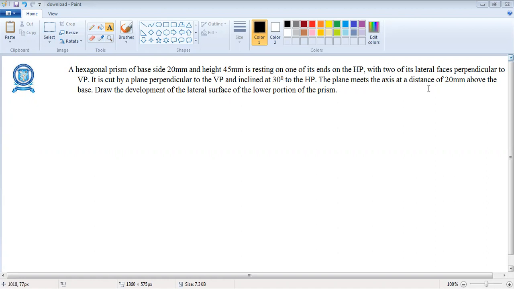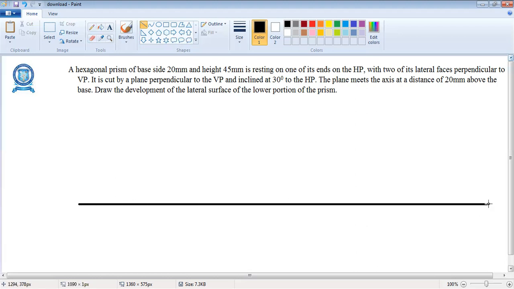The cutting plane meets the axis at a distance of 20 mm above the base. Draw the development of the lateral surface of the lower portion of the prism. First of all, we have to draw the simple position of a hexagonal prism resting on HP with two of its lateral faces perpendicular to VP.